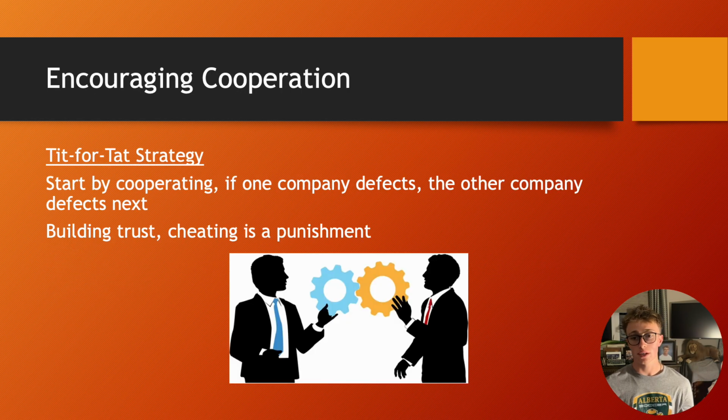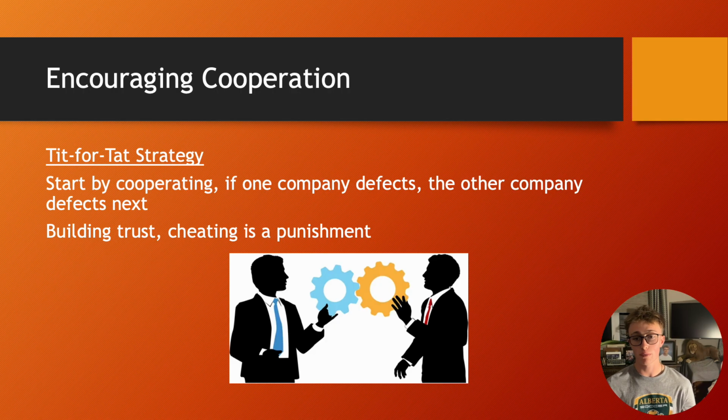So how can the companies avoid this bad outcome? Cooperation can be encouraged through repeated interactions. One common strategy is called the tit-for-tat method. You start by cooperating, and if the other person defects, you defect the next round, and if they return to cooperation, you cooperate again. The strategy builds trust because cheating gets punished, but cooperation gets rewarded.